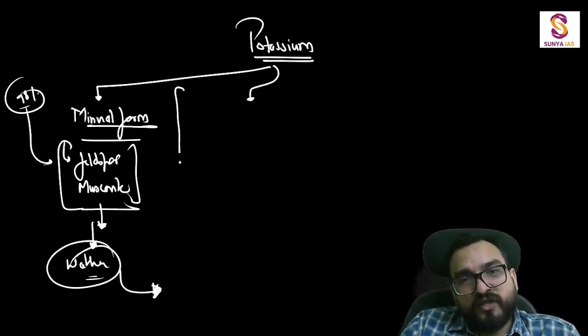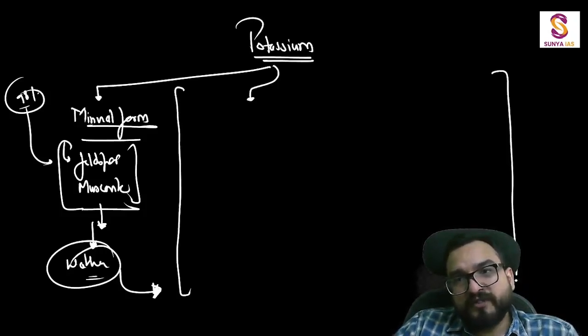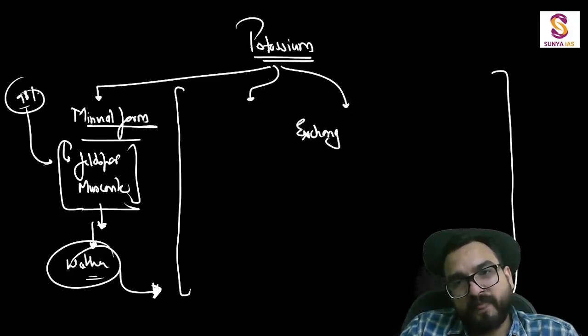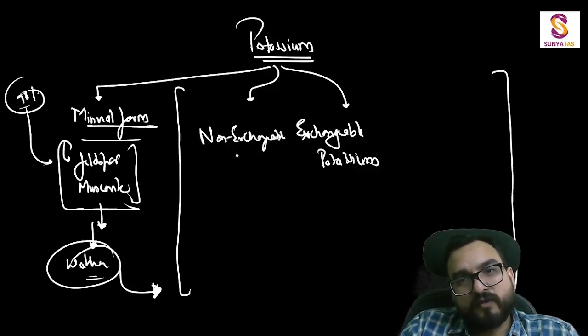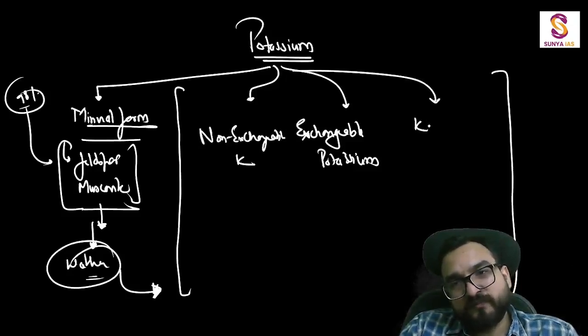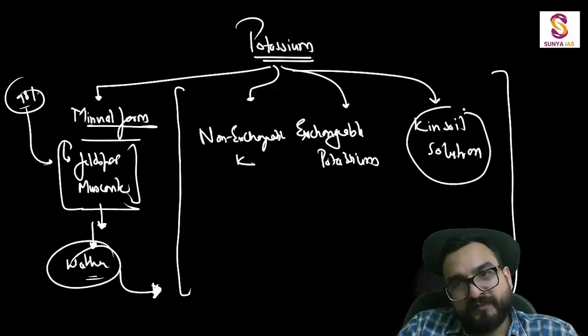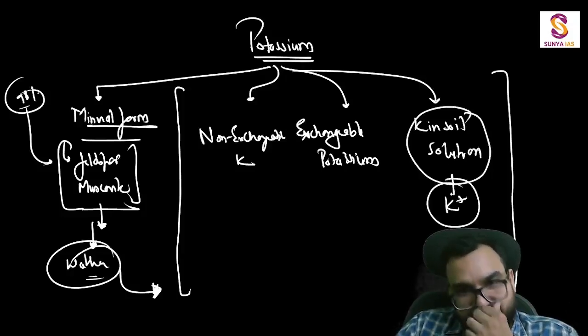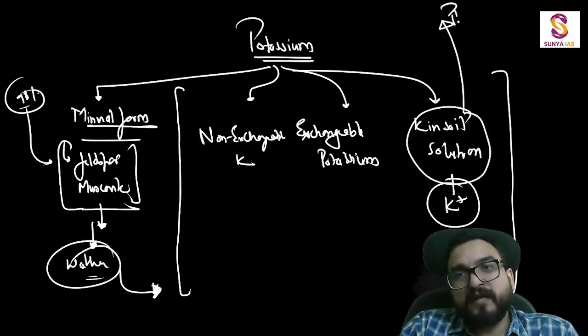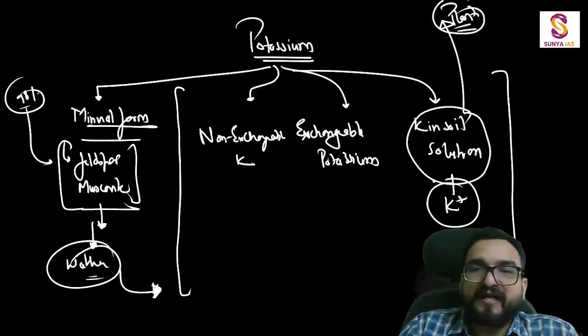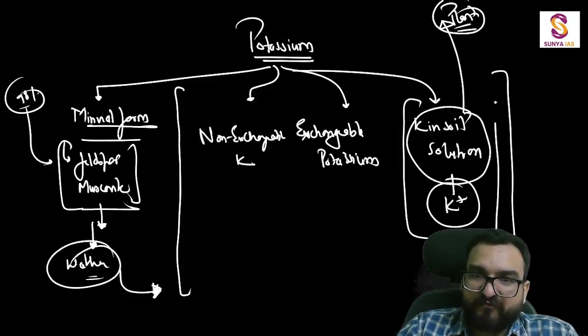In the soil you will be seeing potassium in three forms. One is exchangeable potassium, another is non-exchangeable potassium, and third is potassium in soil solution. Now, what do you think? Potassium in soil solution is K+, and this K+ is utilized by the plants. So this is labile potassium. This is the utilizable form.